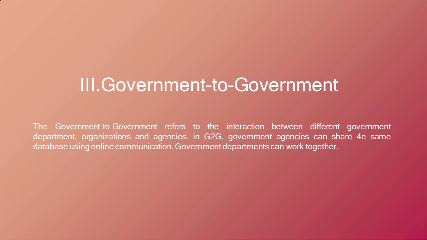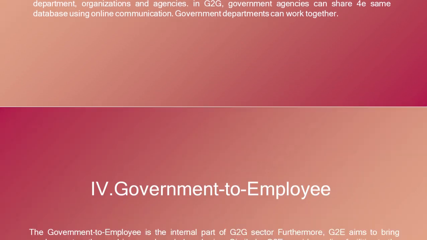Type 3: Government to Government. The government to government refers to the interaction between different government departments, organizations, and agencies. In G2G, government agencies can share the same database using online communication. Government departments can work together.